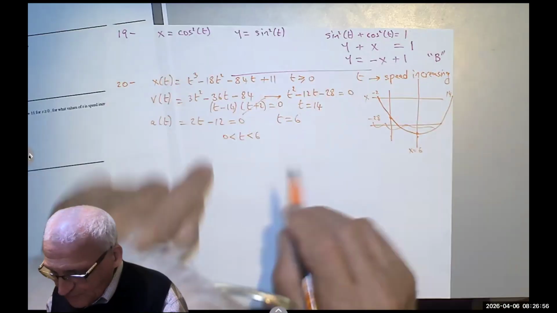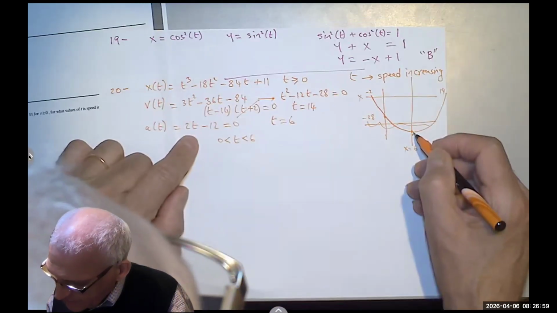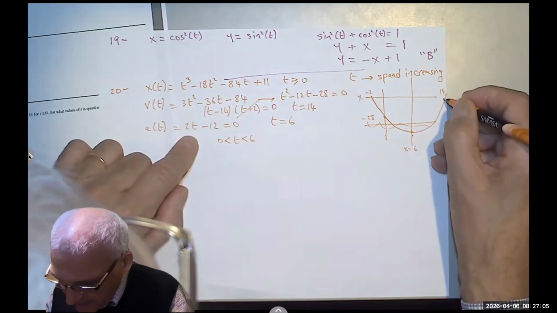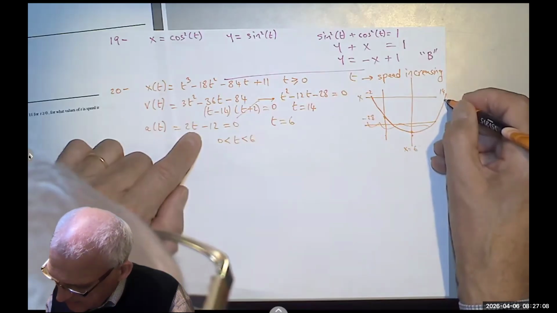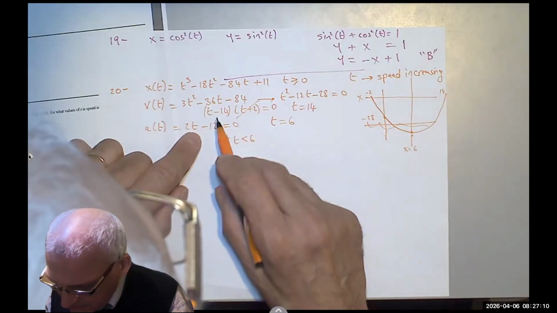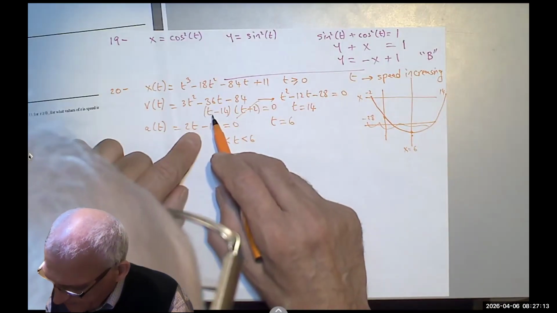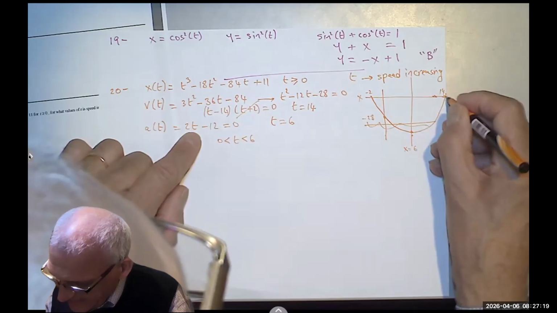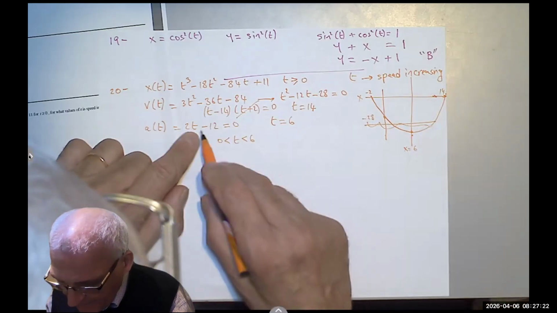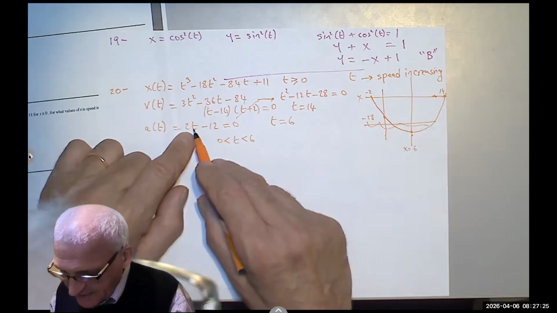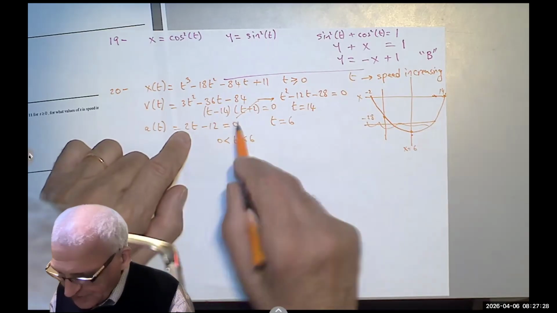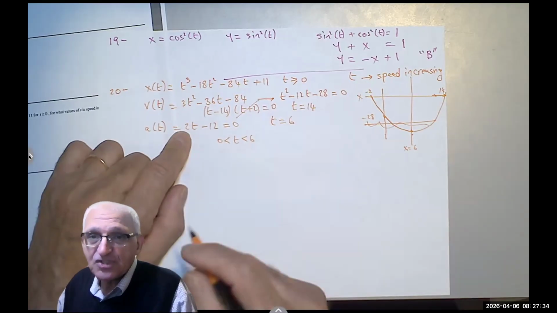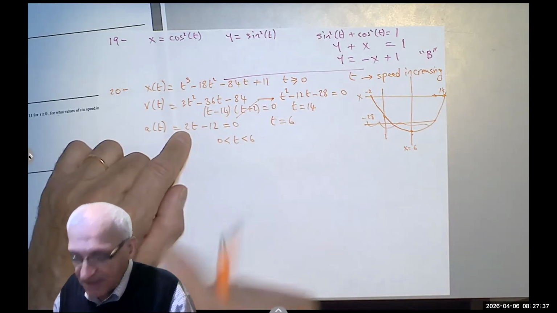How about from 6 to 14? From 6 to 14, the velocity is still negative, right? It's below the x-axis. It's still negative, but the acceleration is positive, because if you substitute any number between 6 and 14, let's say 10, you get 20 minus 12 is 8. So they are opposite directions, so the speed is decreasing, not increasing.